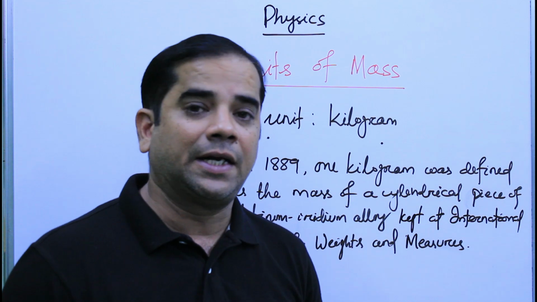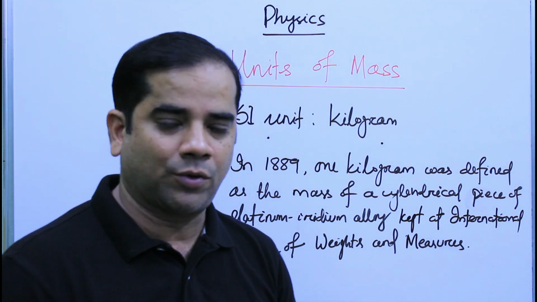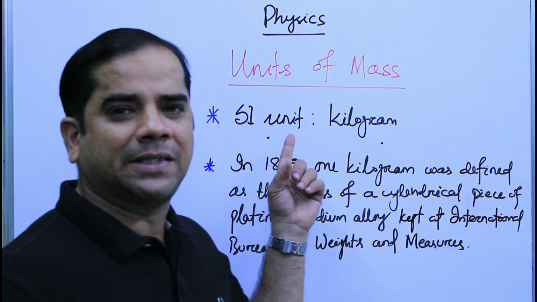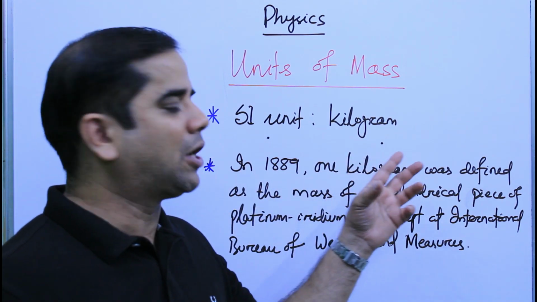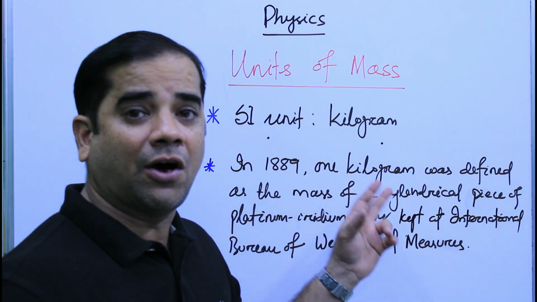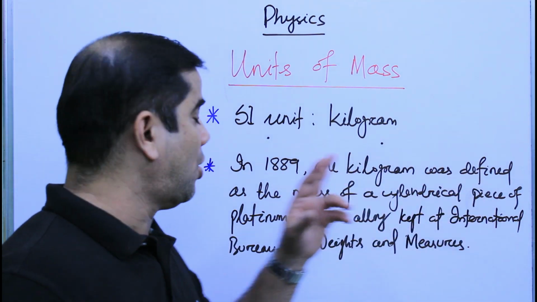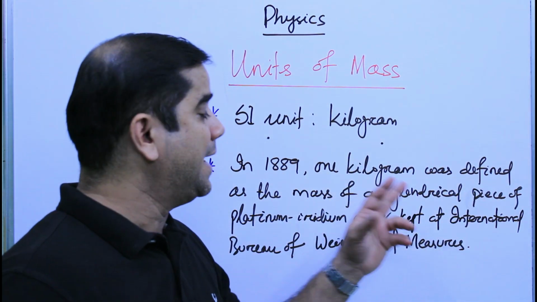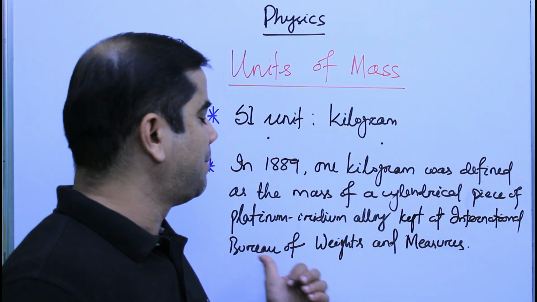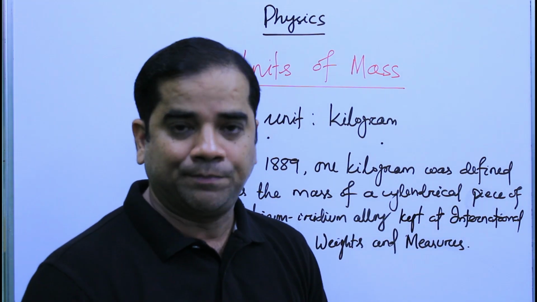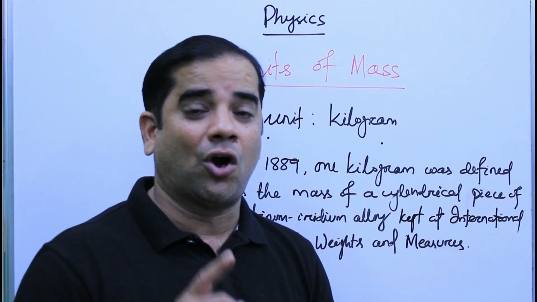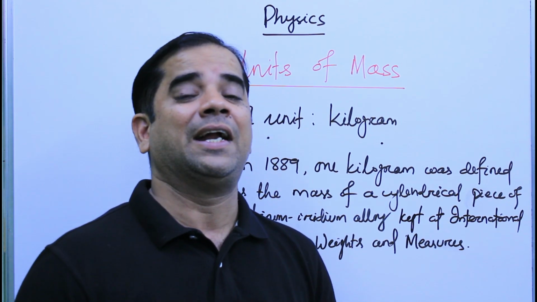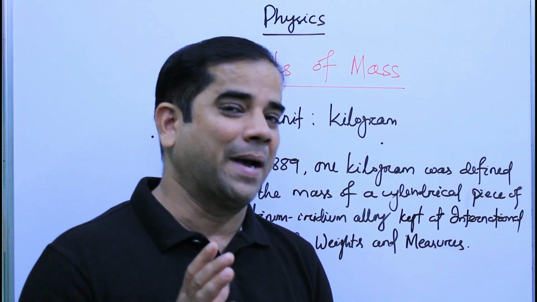Students, let us now discuss units of mass. The SI unit of mass, as we know, is the kilogram. In 1889, 1 kilogram was defined as the mass of a cylindrical piece of platinum iridium alloy kept in the International Bureau of Weights and Measures. Where is it located? We have already discussed it. Yes, you got it right. It is located at Sèvres near Paris.